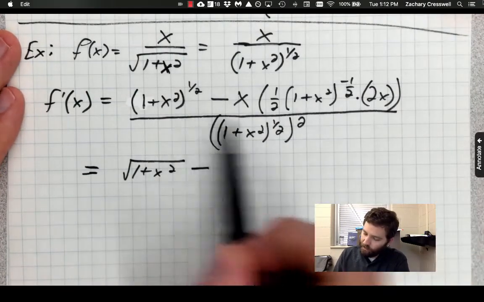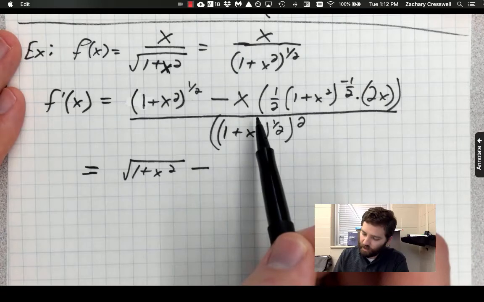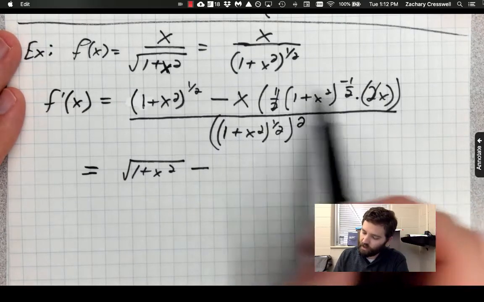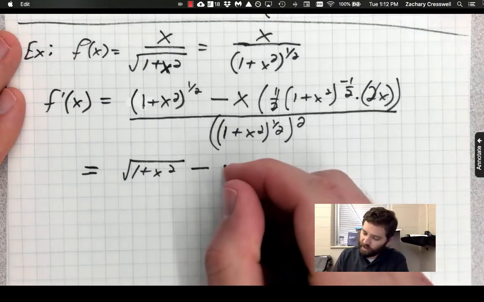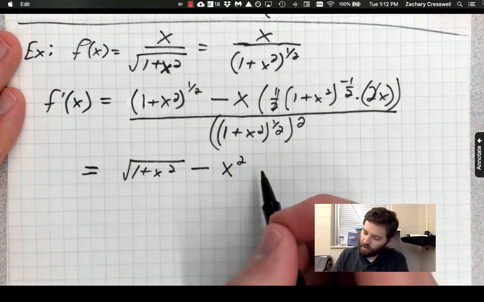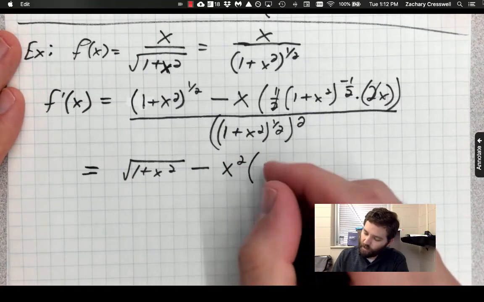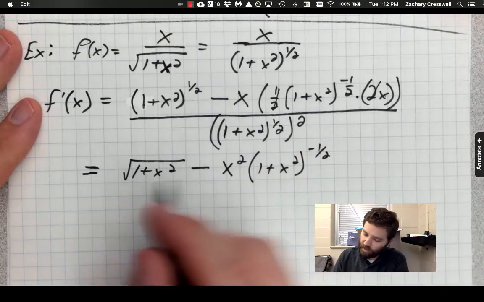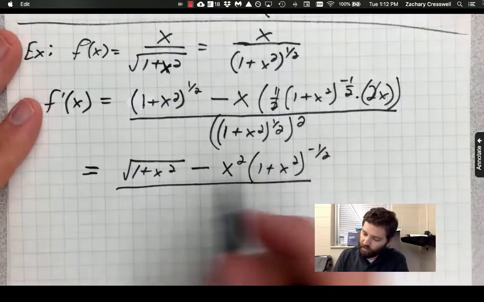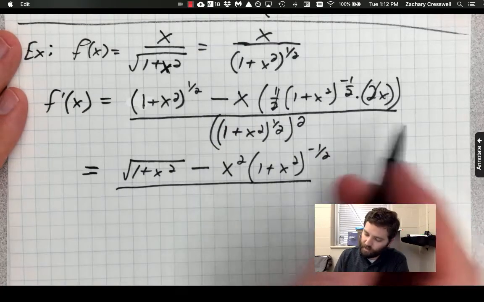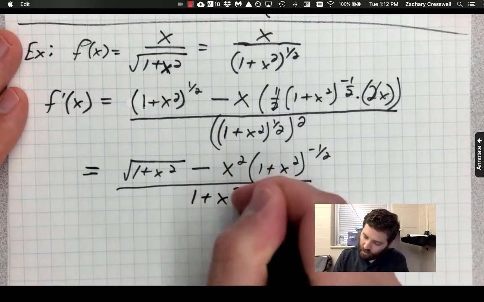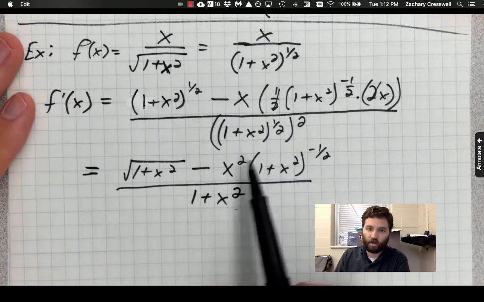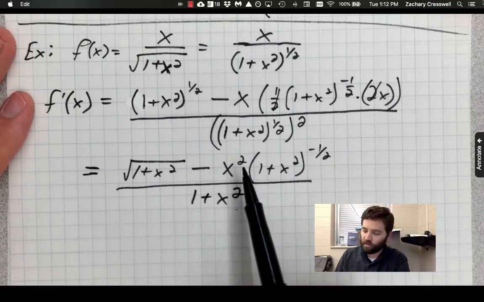Here, I'm going to have minus 2, so hold on, we have 2 times 1/2, that's just 1. x times x is x squared, so I have minus x squared times (1 plus x squared) to the negative 1/2. We'll deal with that in a minute. And then underneath here I have 1 plus x squared, because a square root is something squared. So right here I can see that the denominator is always positive, so that's fantastic. I just need to show that the numerator is always positive as well.